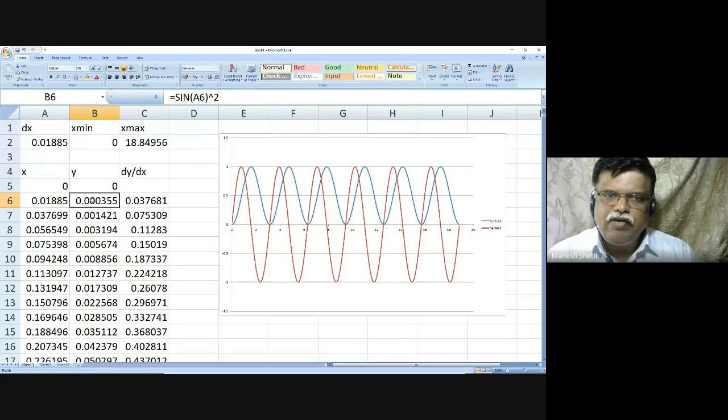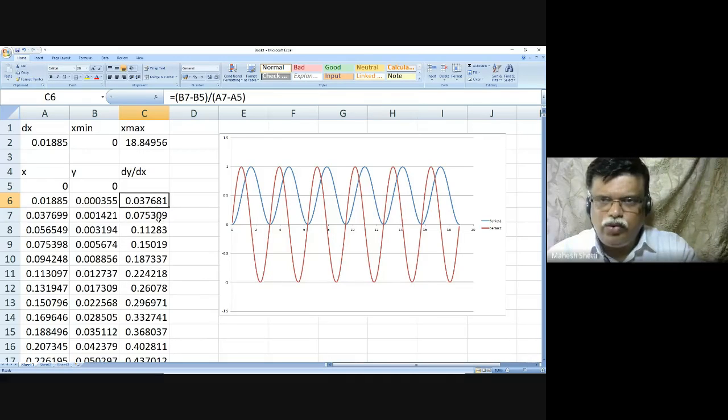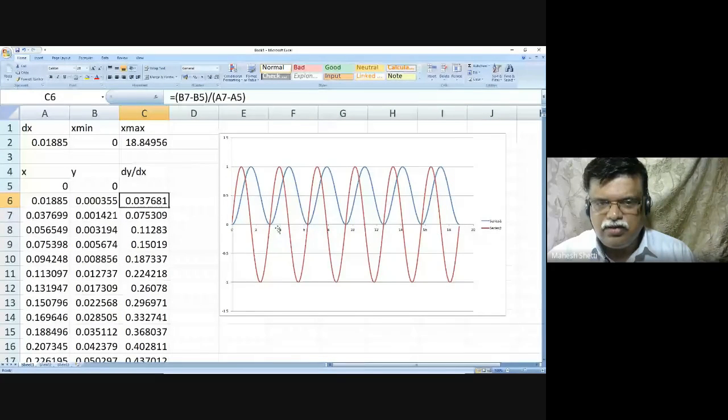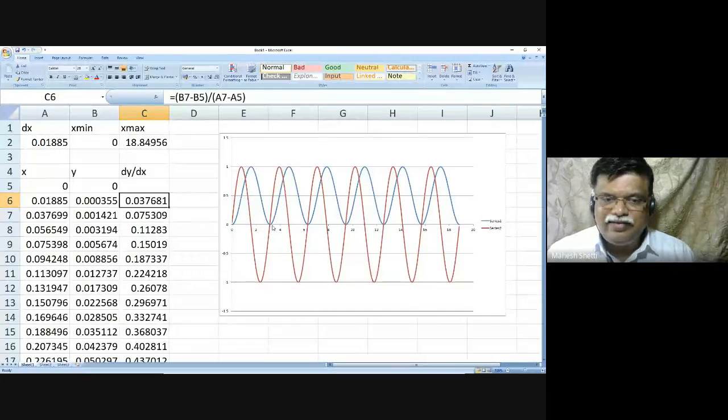When you take the derivative of sine square x, what you get is 2 sine x cos x, which is sine of 2x, as correctly pointed out by Atul sir. Now this is sine of 2x, so it is a sinusoidal curve, and you observe 6 oscillations, because it is sine of 2x, and it is oscillating between +1 and -1 because it's just a sinusoidal curve.